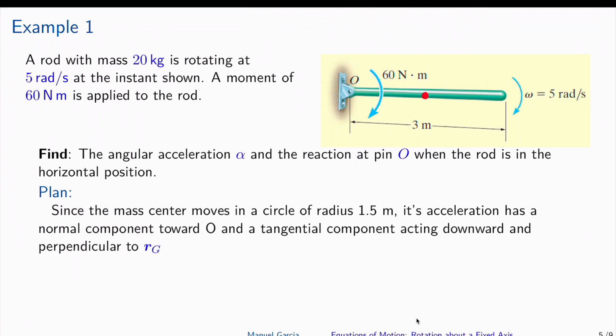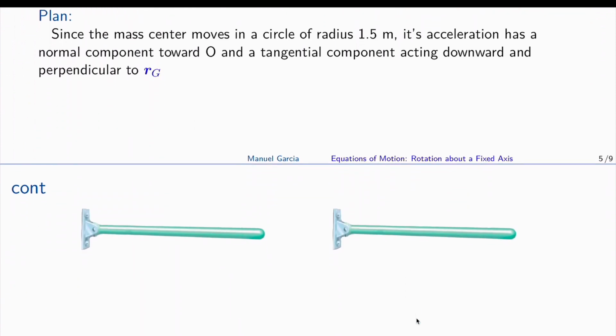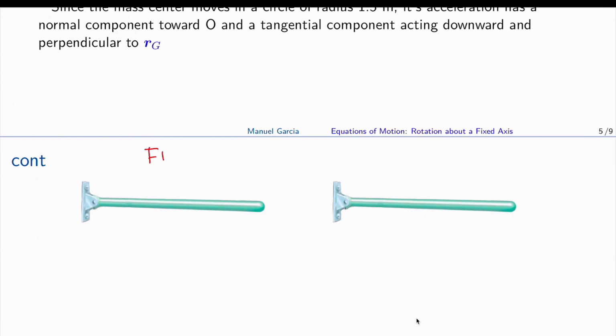So the acceleration will have some normal component and some tangential component. In particular, this point will be at half the way. This is 1.5, and then we have some tangential acceleration and some normal acceleration. So we have to set up our equations for that situation. We start by drawing the free body diagram. Let me draw here the free body diagram and the kinetic diagram.